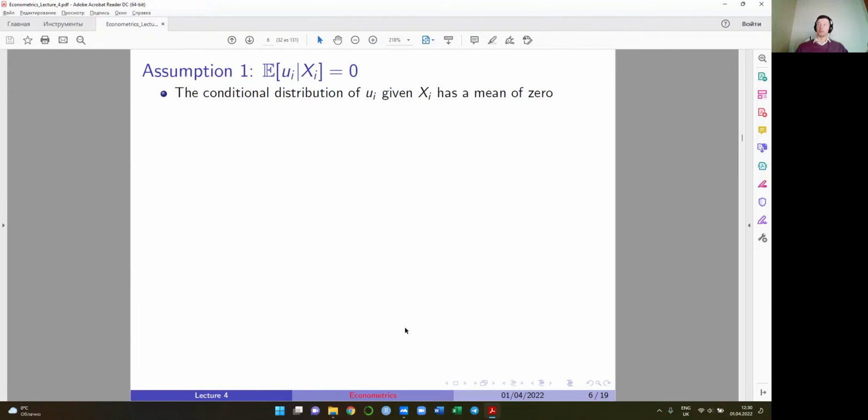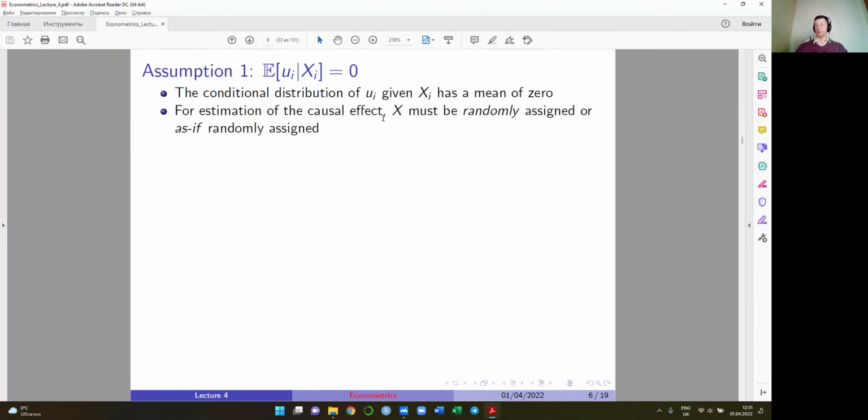Okay, so let's try to understand what the first assumption means. I want to warn you here that this first assumption is one of the most crucial assumptions, and whenever you read any paper that uses OLS estimators, you will see a very long and very detailed story why the author believes that this condition holds. What does this condition mean and why is it important?